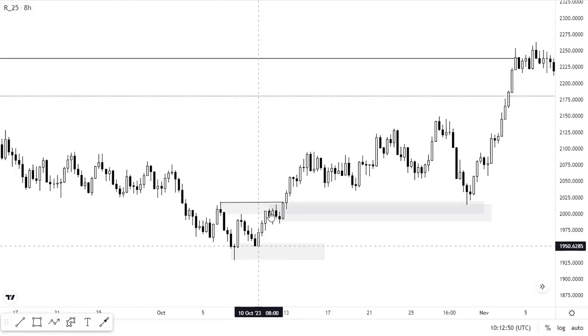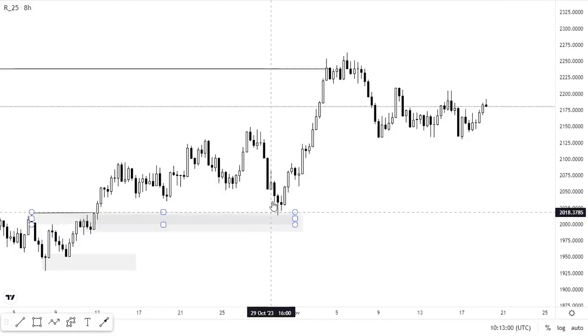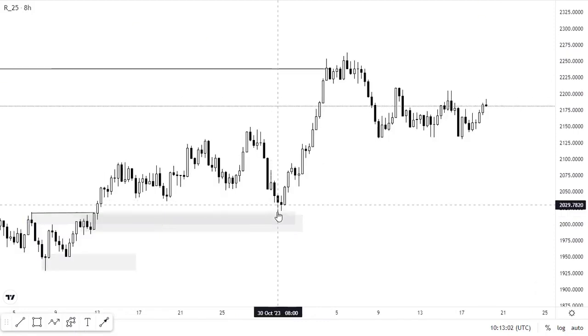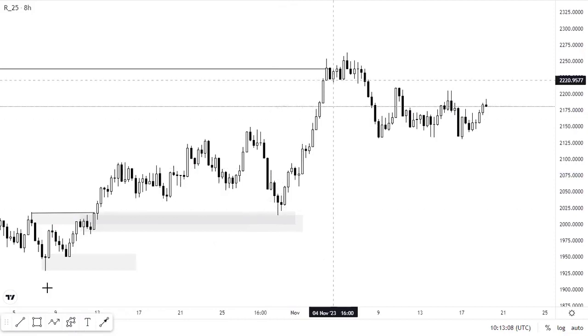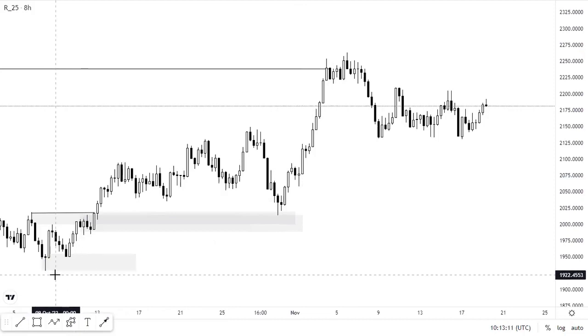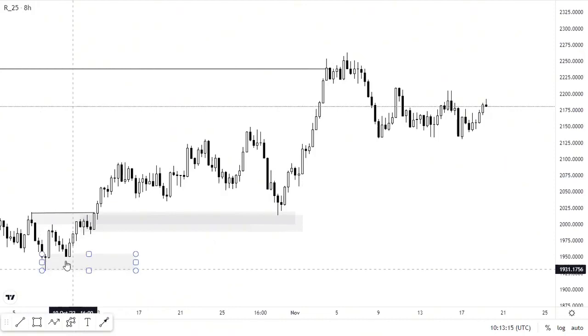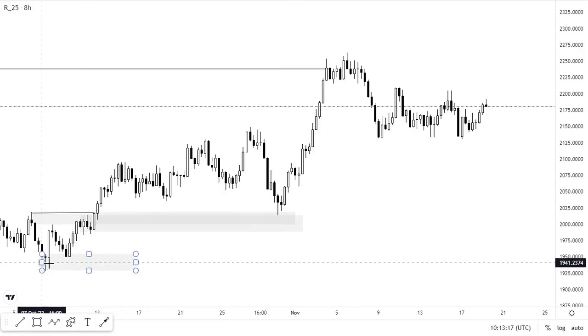So we have another sponsored candle here. There was another sponsored candle here for the fact that we had this up move to the upside, and then our previous sponsored candle has been tested. You can see the market has tapped into our previous sponsored candle.